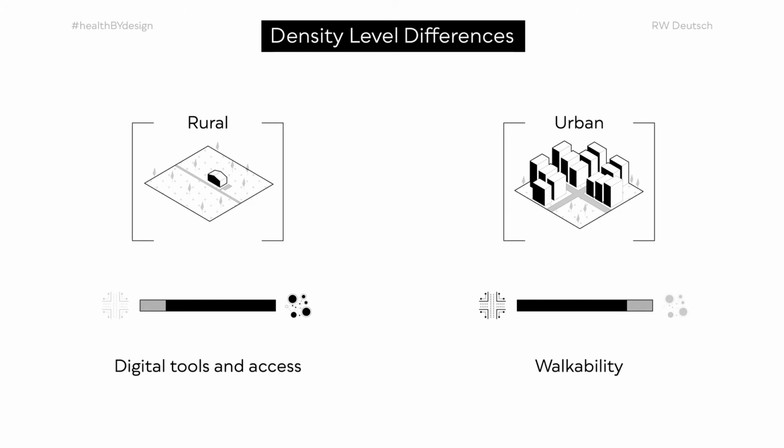Rural areas are characteristically low in density. In these locations, it is often extremely expensive and difficult to improve physical infrastructure. Because of this, a focus on digital infrastructure is much more effective. On the other hand, in urban, high-density locations, small changes to physical infrastructure can greatly impact things like walkability and improve mobility for many.